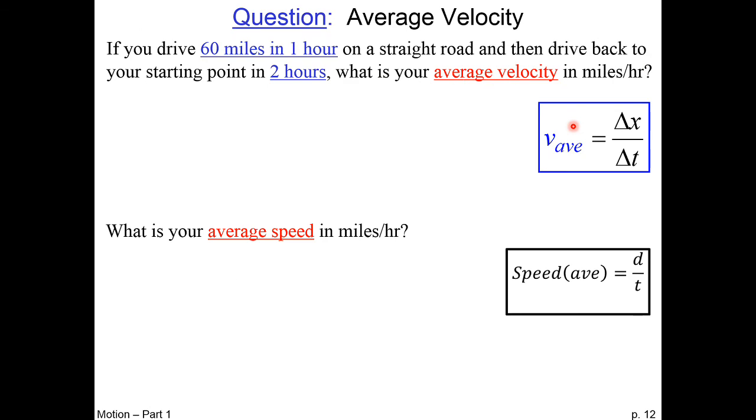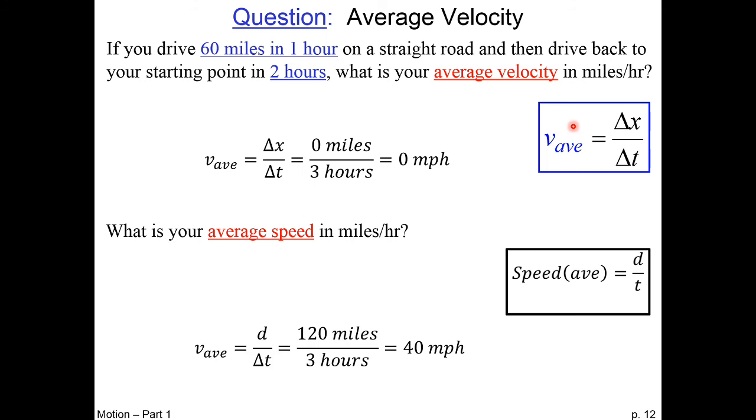So here's another example. We start at our home and we drive 60 miles on a straight road in 1 hour. Then we drive back home in 2 hours. So what is the average velocity and what is the average speed? Well, for the average velocity, it's the displacement over time, and the displacement is 0, right? We're back where we started, so that means the displacement is 0 miles. We divide that by 3 hours, so our average velocity here is 0 miles per hour. On the other hand, for average speed, in this case we traveled 60 miles out and 60 miles back, so we traveled a total of 120 miles, and we did it in 3 hours, so our average speed here is 120 divided by 3, so it's 40 miles per hour.